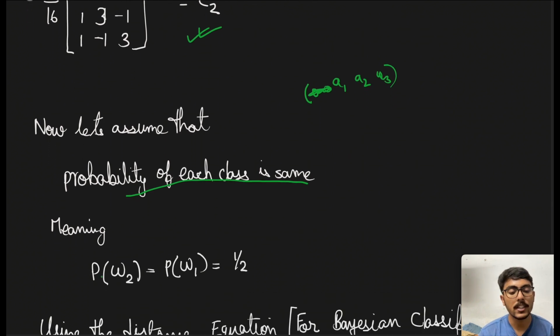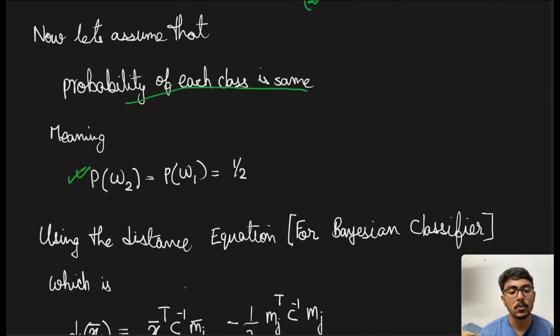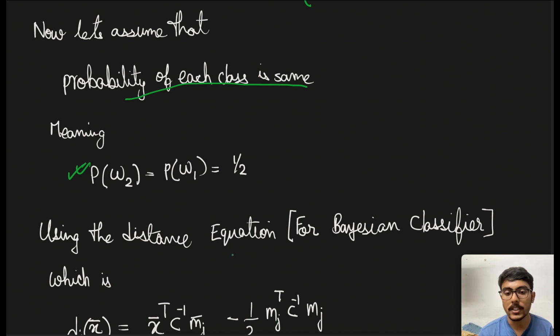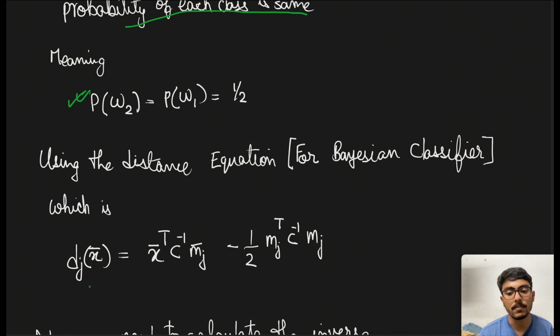So for that, note that the probability of omega 2 is equal to the probability of omega 1, which is equal to half. Then we are trying to find the distance equation for the Bayesian classifier, which is the same as we did for the minimum distance classifier. The only difference is that we will have an inverse of the covariance matrix here.